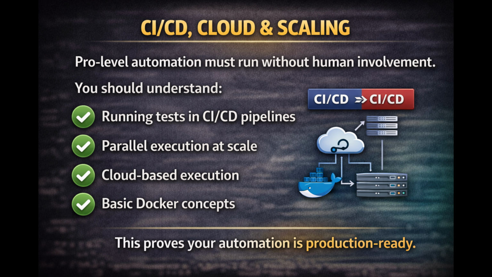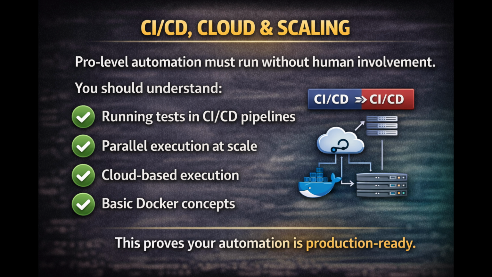Step 4. CI/CD, Cloud and Scaling. Pro-level automation must run without human involvement. You should understand running tests in CI/CD pipelines, parallel execution at scale, cloud-based execution, basic Docker concepts. This proves your automation is production-ready.